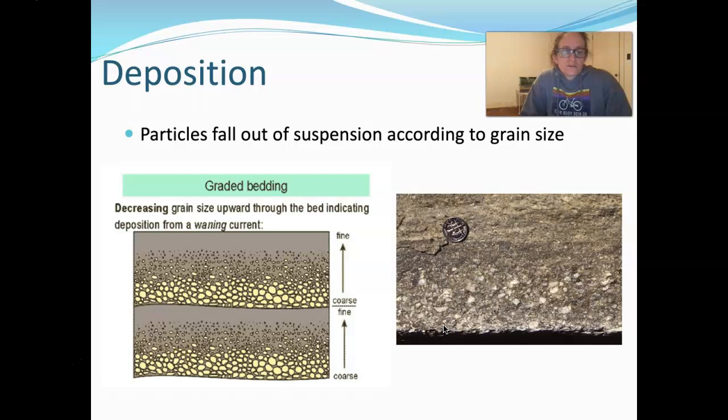Deposition then is going to occur with the heavy particles first, followed by the suspension, then the smaller grain sizes. That may give us areas where we have graded beds, so coarse grain fining up into mud, so a fining upward sequence, and this is what it would look like when it lithified.